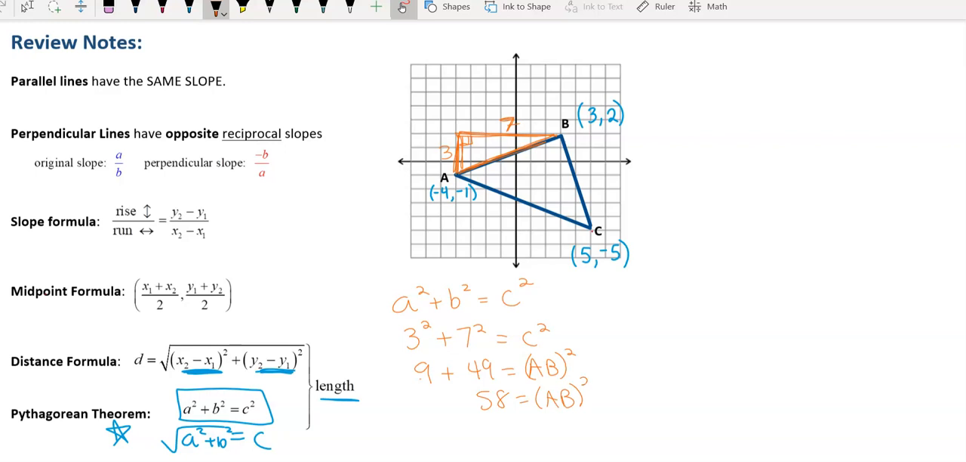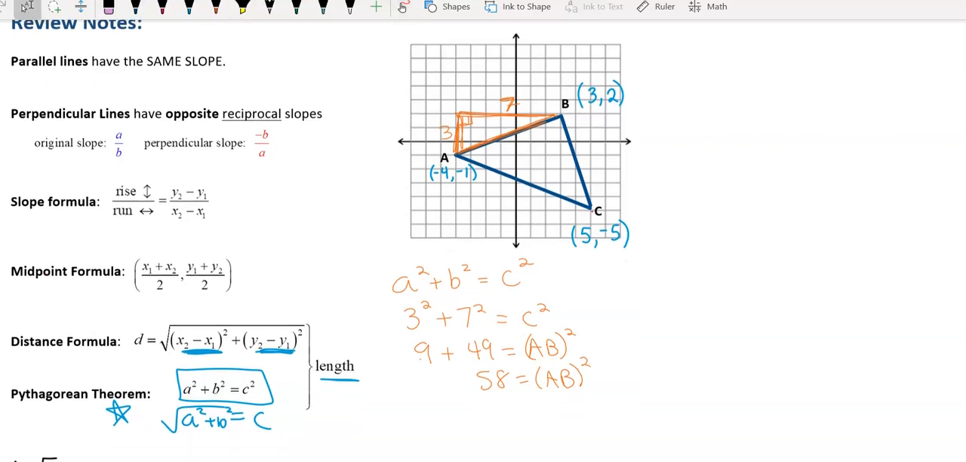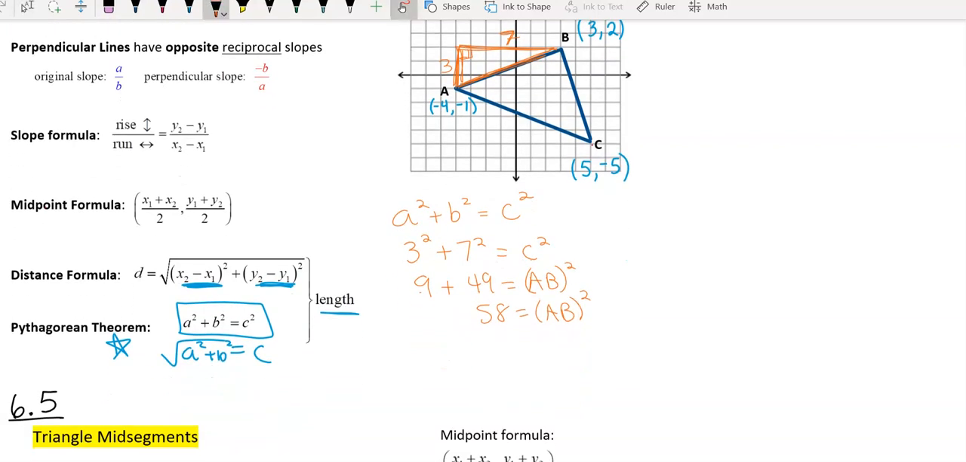Remember, AB is just saying the length of segment AB. You take the square root of both sides. Take the square root of both sides, so we get the square root of 58 is the length of AB. So we have the first side of our triangle, and now we're going to find BC, and we're going to find AC using the same technique, continuing to use the Pythagorean theorem.